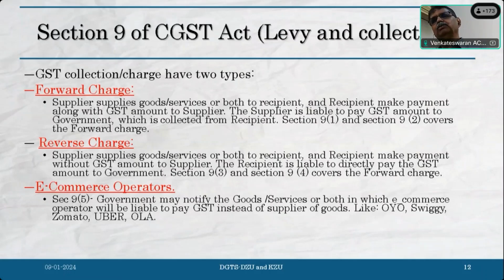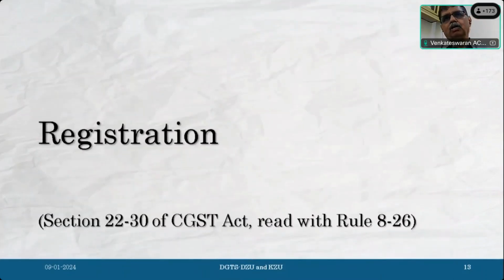So now we understand there are 3 types of persons. One is a person who has the forward charge mechanism. Another is a person who has the reverse charge mechanism. And another is the e-commerce operator. Okay, fine. Now I have understood my liability, and I have to comply with the provisions of the GST Act, or I have to enter into the GST ecosystem.